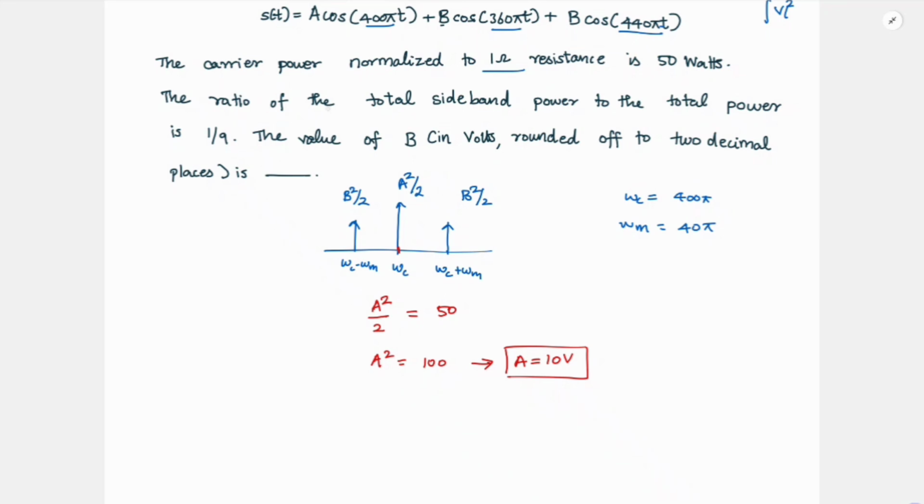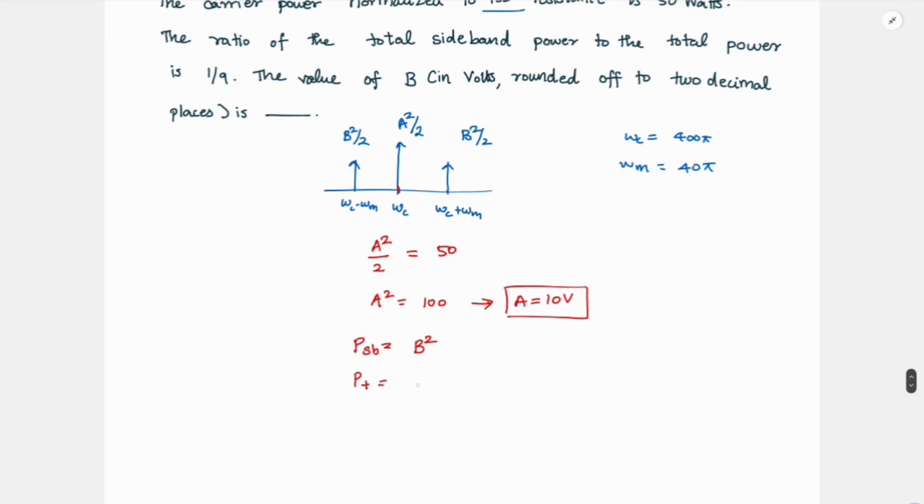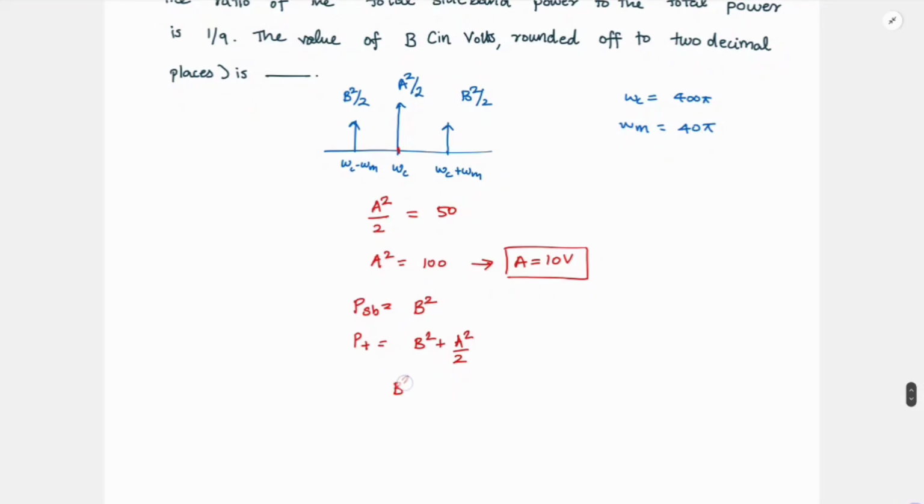Then they have given the ratio of total sideband power to the total power. The total sideband power is B square by 2 plus B square by 2, so it is B square. The total power is B square plus the carrier, A square by 2. This ratio is given as 1 by 9. So B square divided by B square plus A square by 2 is equal to 1 by 9.